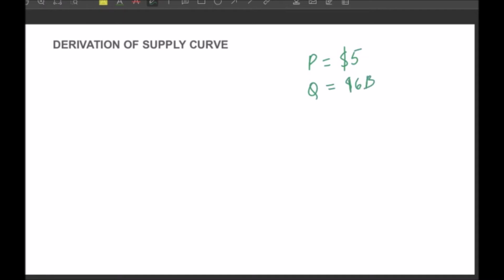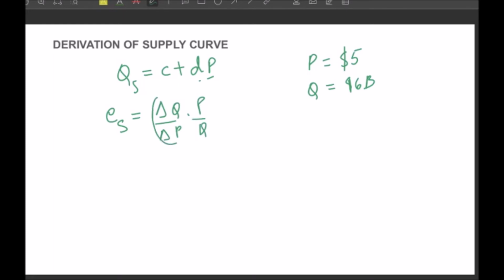We also know that the general form of linear supply curve is quantity supplied is equal to C plus D into P, where QS is the quantity supplied, C is the factors affecting the quantity supplied other than price, D is the slope of the supply curve, and P is the price received by the sellers. We know that the elasticity of supply is given by the formula delta Q upon delta P into P upon Q. This shows the slope of the supply curve and we can write it as D.